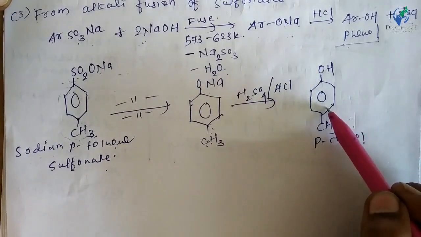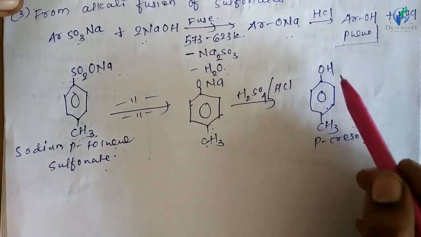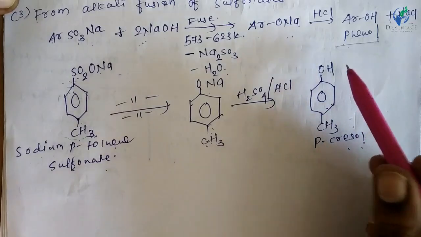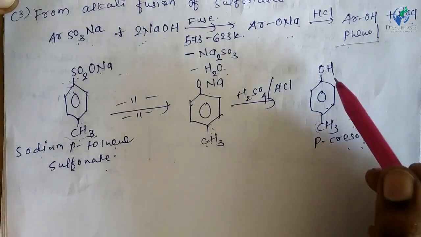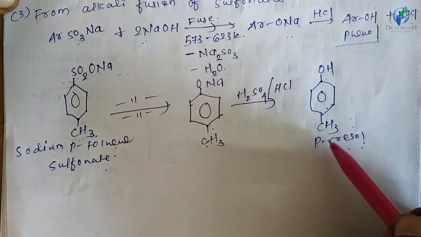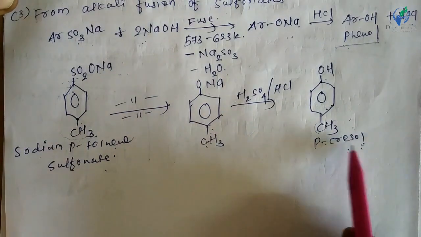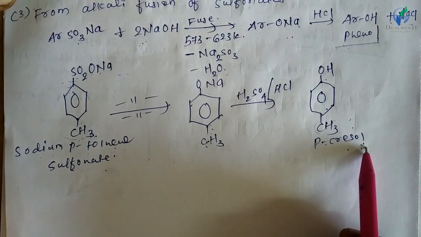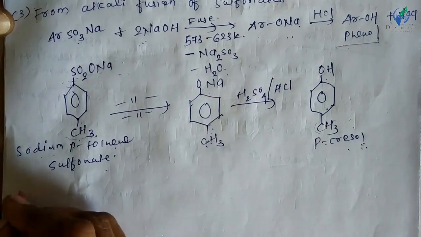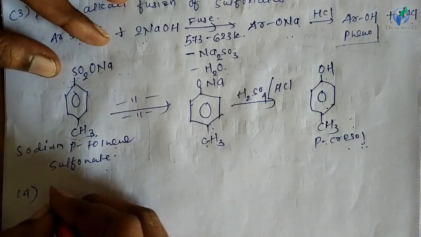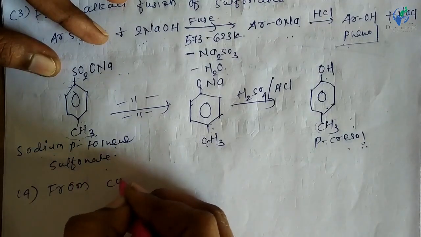As we know, when a benzene ring has an OH group plus a CH3 group, it is known as cresol. Here it is paracresol because this methyl group is para to this OH group. So by using this method, this type of substituted phenol, especially cresols, can be prepared. Now the fourth one is from cumene. The fourth reaction is from cumene.